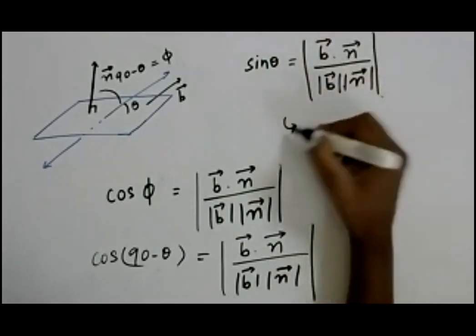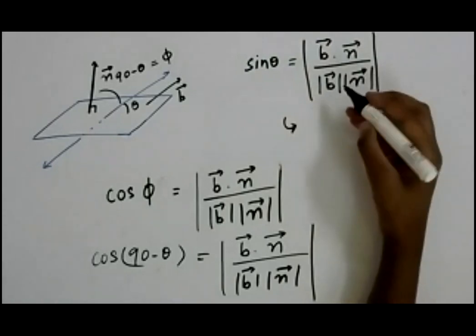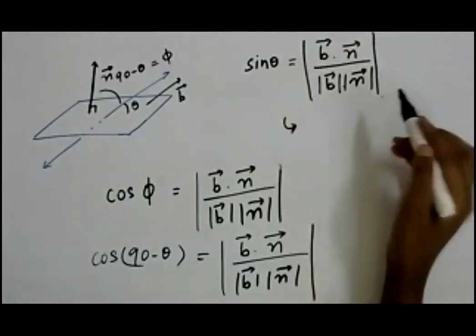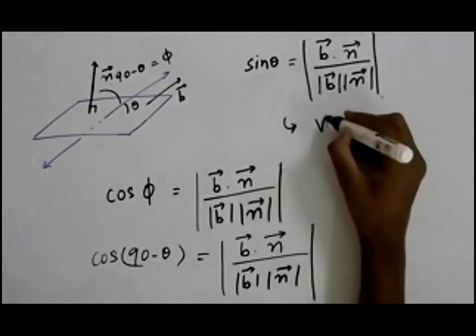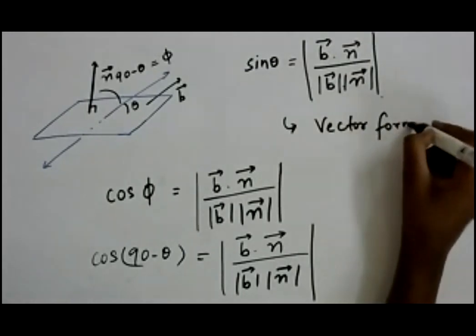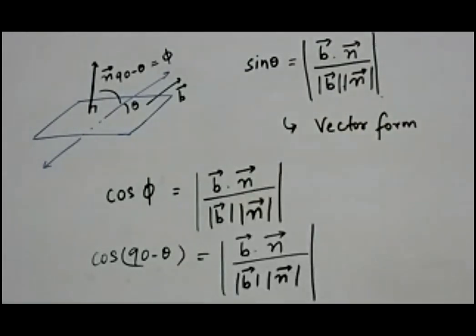So this is the angle between the line and the plane. We can obtain the angle by taking sine inverse of this whole thing. So this is the angle between a line and the plane in vector form.